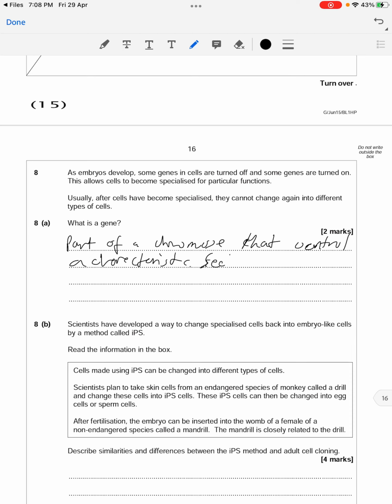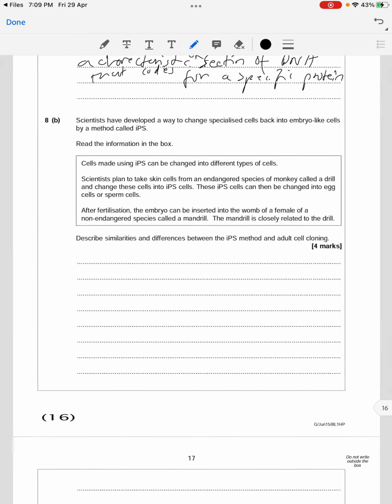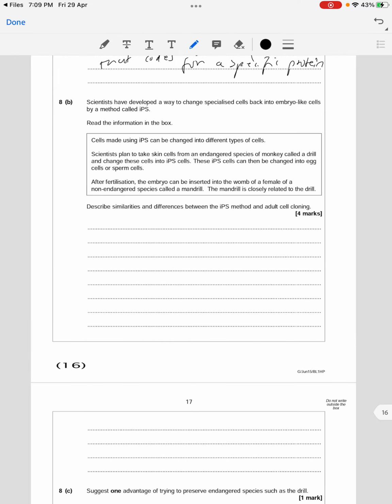You can also say it's a piece or a section of DNA that codes for a specific protein. So now this definition is really precise. You have to score those 2 marks by saying part of a chromosome or controls a characteristic, or say it's a section of DNA or codes for a specific protein.